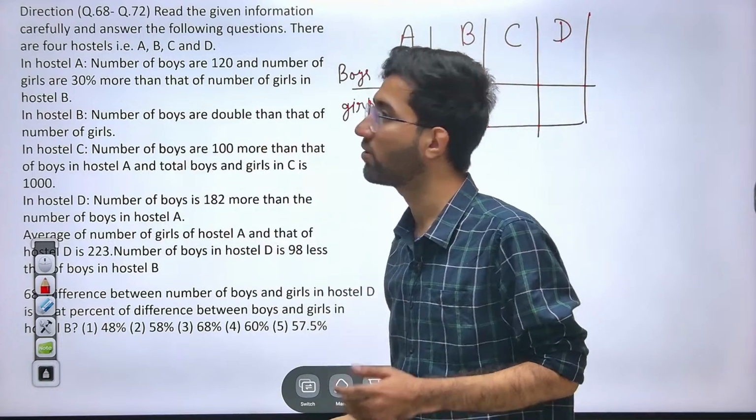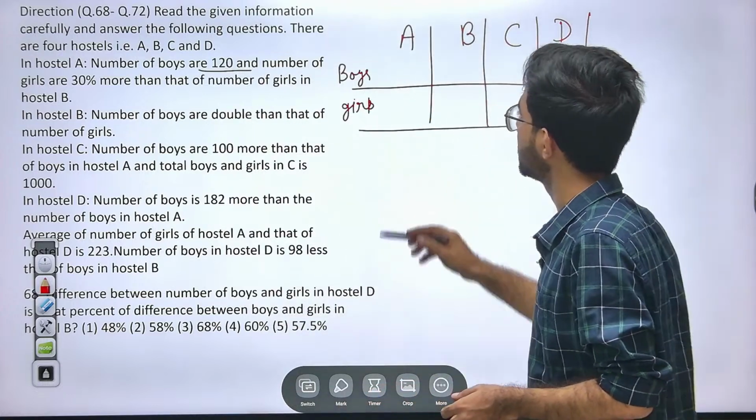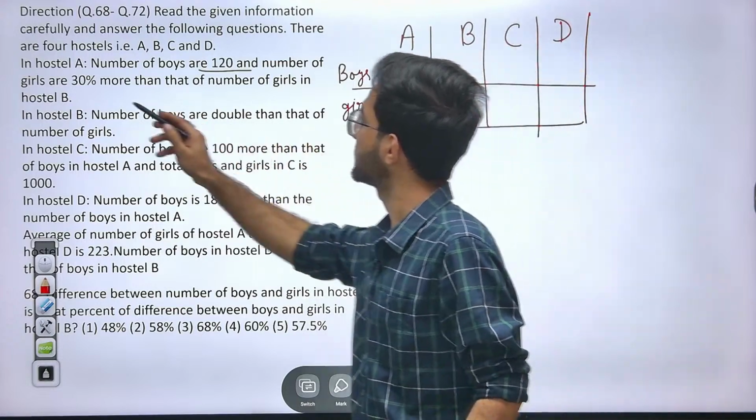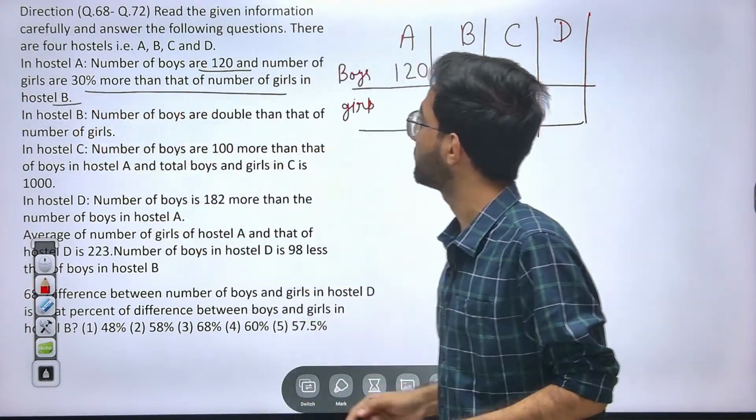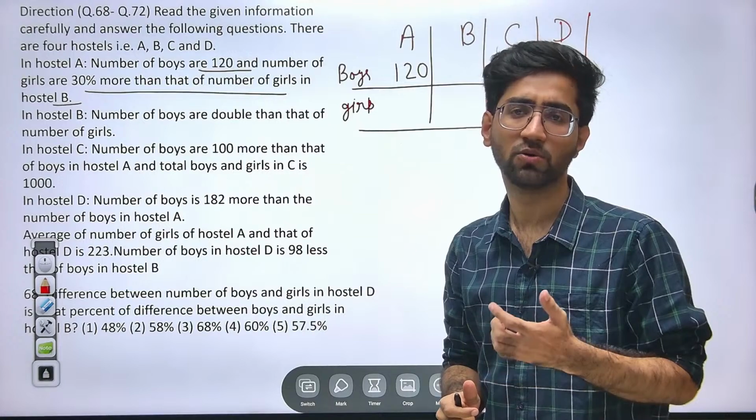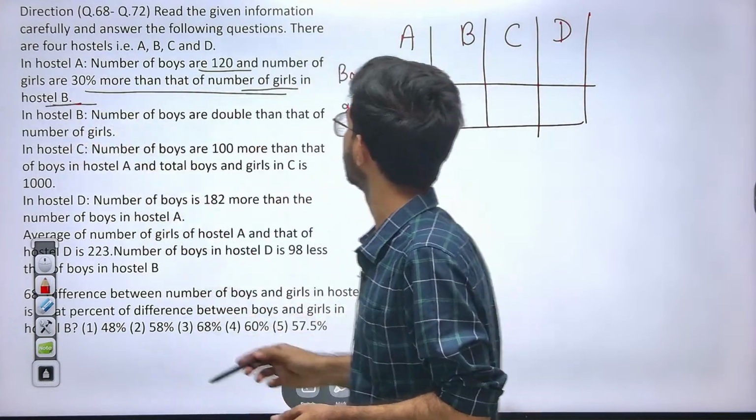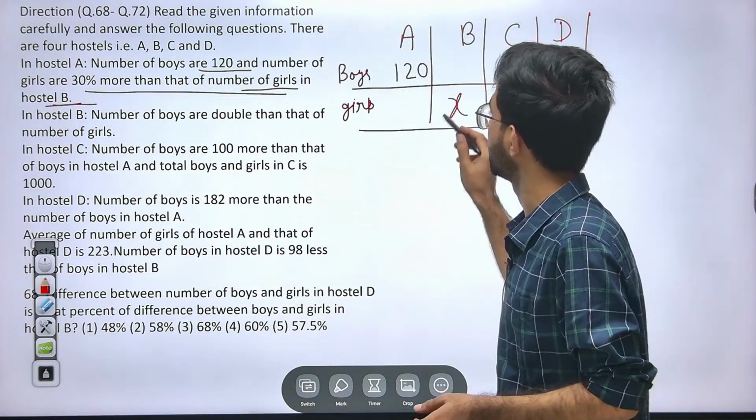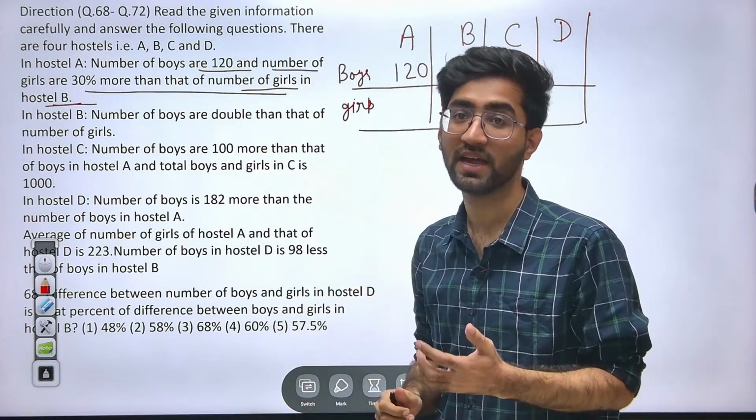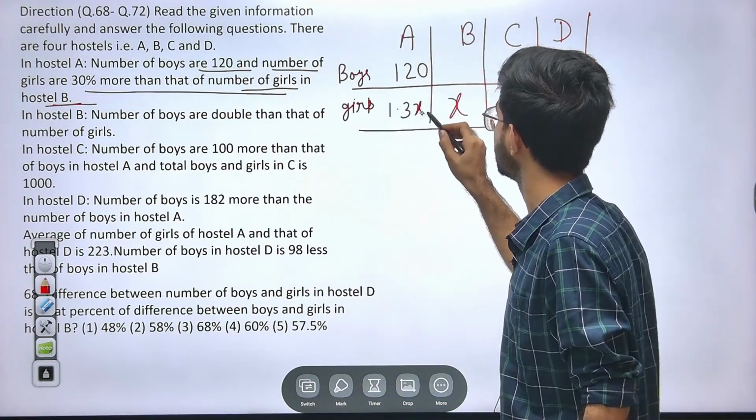Now if you read about the hostel A, it has been given that in hostel A, number of boys are 120, right? And number of girls are 30% more than that of number of girls in hostel B. Do we know the number of girls in hostel B? No, we don't know. So we will have to assume that number of girls in hostel B is X, right? So number of girls in hostel B is X. Now it has been given that number of girls are 30% more than X in hostel A. So basically in hostel A, number of girls is 1.3x.